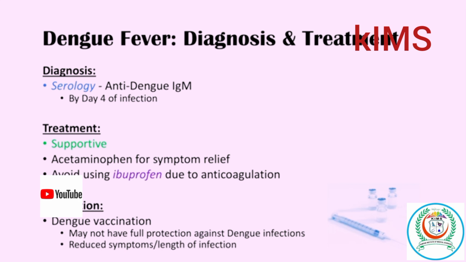So again, diagnosis of dengue fever is by looking for anti-dengue IgM antibody that is usually present by day 4 of infection. Treatment is often supportive. This is a viral infection, so we don't have the right tools to fight this infection. We can use acetaminophen for symptom relief for helping with headaches and retroorbital pain, but we want to avoid Advil due to the bleeding risk, and we can try to prevent the dengue fever in the first place by using a dengue vaccination.